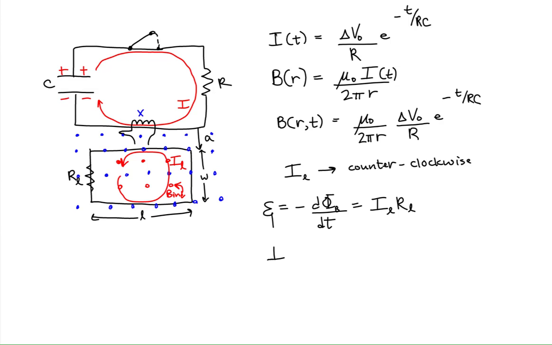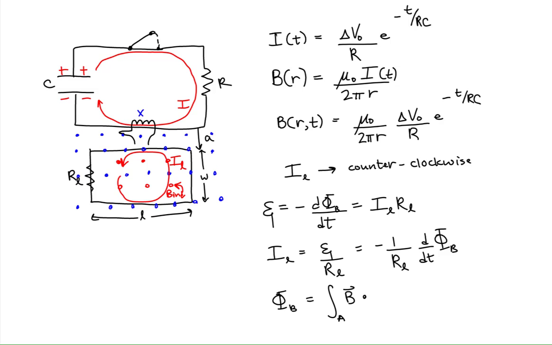Now we're trying to find the current in the conducting loop. So this current in the conducting loop must be equal to the EMF over the resistance of the loop, which is equal to minus 1 over the resistance of the conducting loop times the time rate of change of the magnetic flux. Our task, therefore, is to now find an expression for the magnetic flux. And by definition, we know that the magnetic flux is the surface integral of the magnetic field.